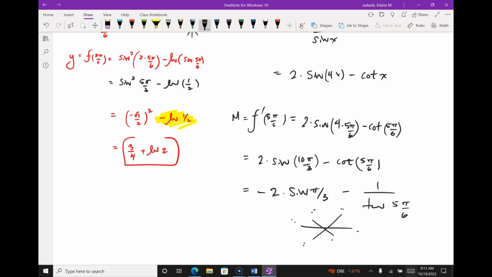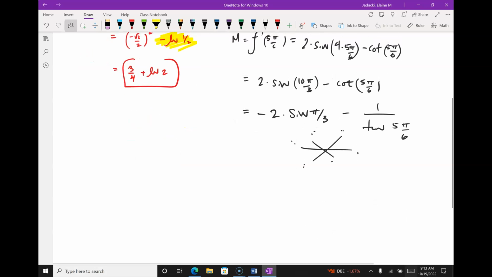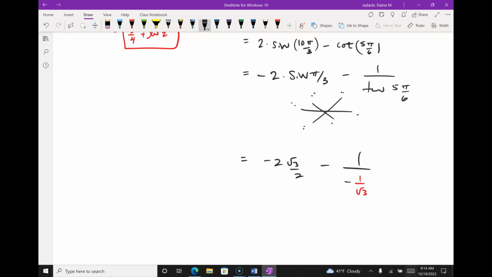I don't think in terms of cotangents. I think in terms of tangents. So minus 2 times square root of 3 over 2 minus 1 over, what's the tangent of 5 pi over 6? Nice. On this one, I'd actually like to use the 1 over square root of 3 because it's easier for me to do the reciprocal quickly. So I get for my slope minus square root of 3 plus square root of 3.